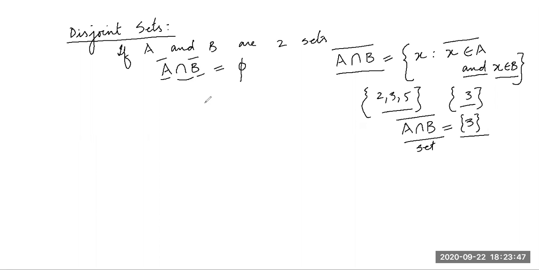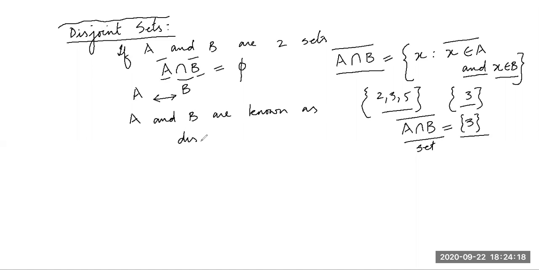So now, students, when A intersection B is the null set, that means A and B have nothing in common. You can say they are not friends. There's no relationship between them. So in this case, students, A and B are known as disjoint sets.